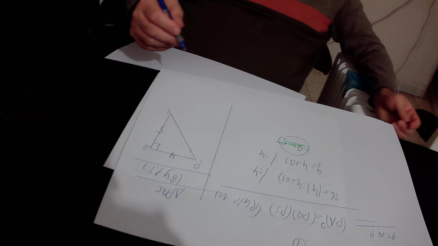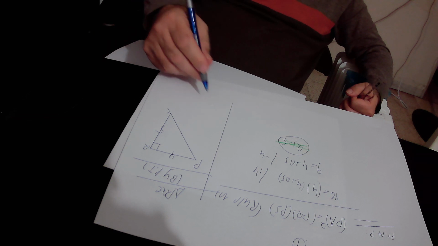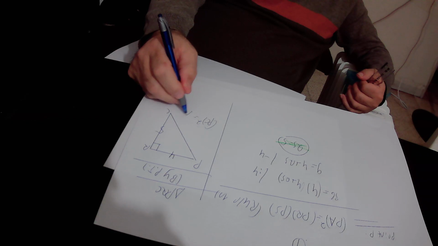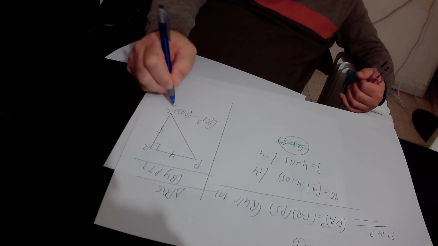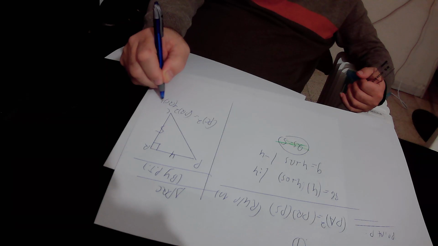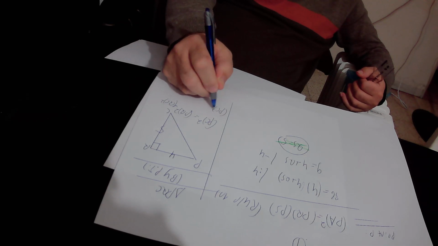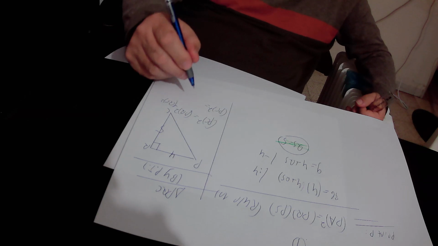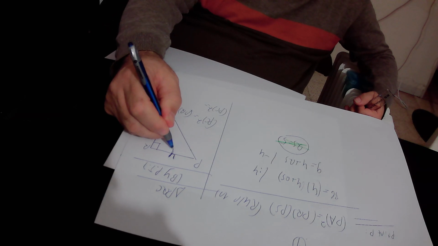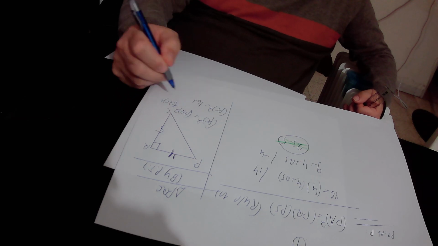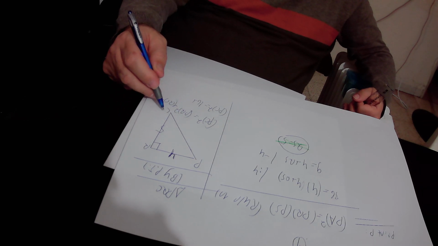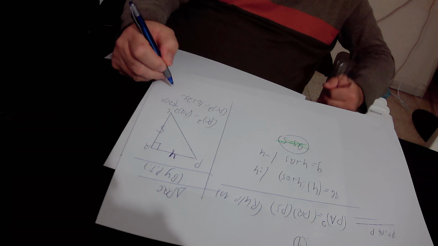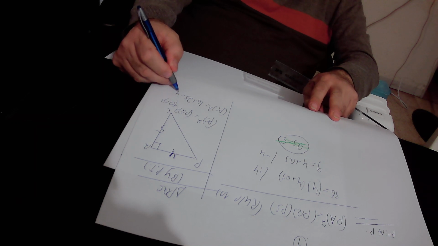In this right triangle PQC, according to the Pythagoras theorem, PC square equals PQ square plus QC square. PQ is 4, therefore PQ square is 4 square, which is 16, plus QC square. QC is 5, therefore QC square is 5 square, that is 25. So in total, PC square equals 16 plus 25, that is 41.